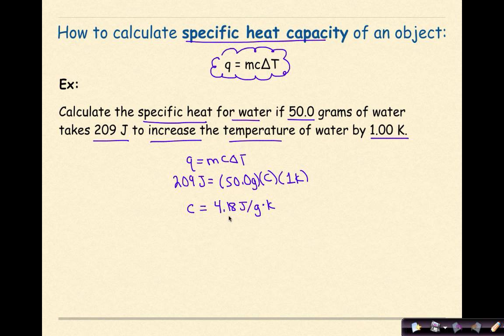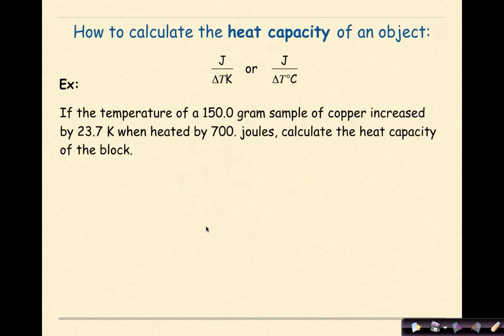So a little review of specific heat capacity. How to calculate the heat capacity of an object. So this is going to be joules over change in temperature in either Kelvin or degrees Celsius.